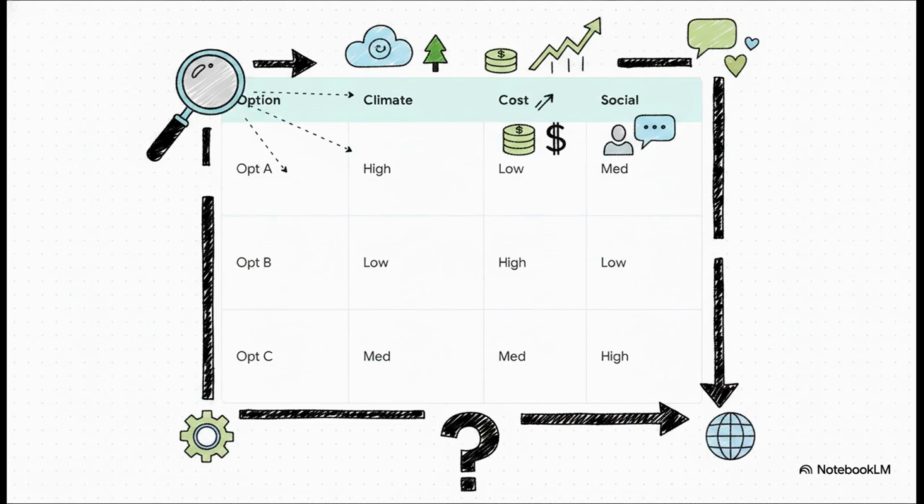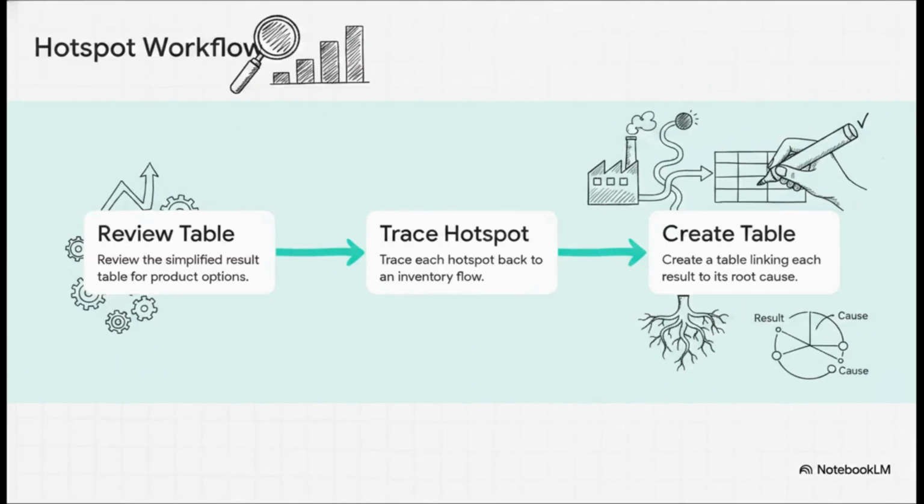Your job is to play detective. You need to scan this data and identify the absolute largest contributors in each and every one of those columns. And here is your exact workflow for Activity 1. Step 1, thoroughly review that result table.